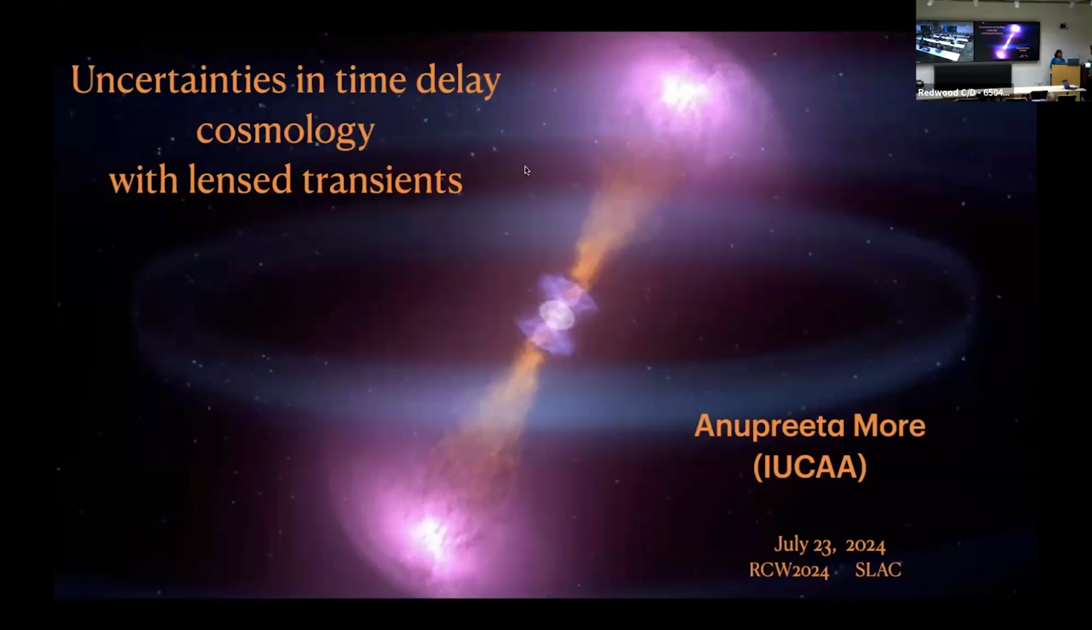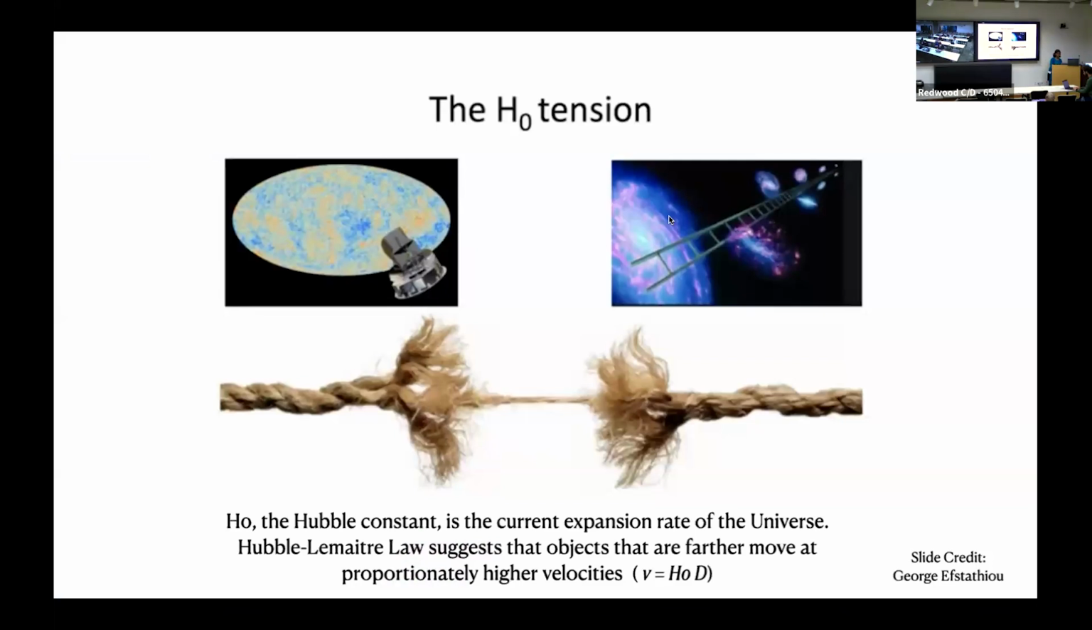Okay. So Anupreeta will tell us about uncertainties in time delay cosmology with lens transients. Take it away. All right, thanks very much. Hi, everyone. I'm Anupreeta More, and I'm going to talk about what uncertainties one has to deal with, and how realistic these uncertainties are, if you want to look into cosmology with time delays, or generally different science one would want to do with time delays using lens transients.